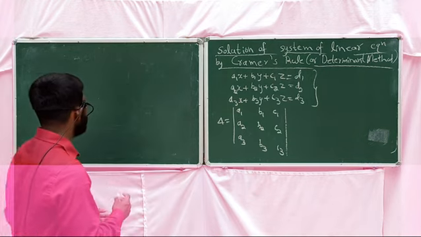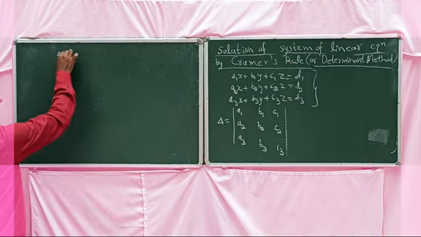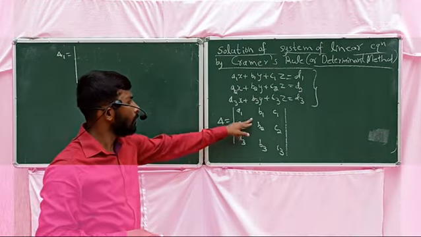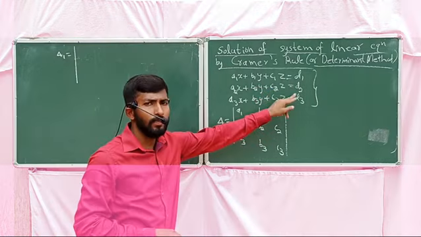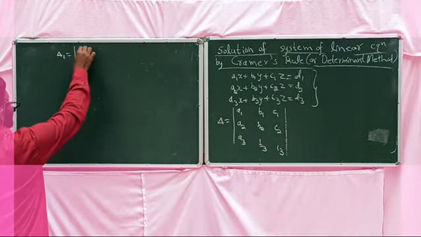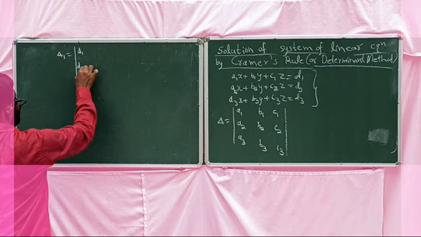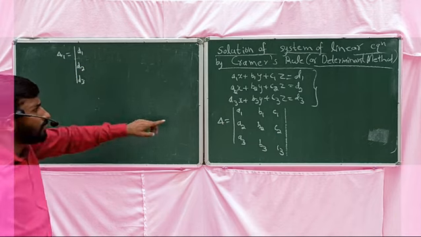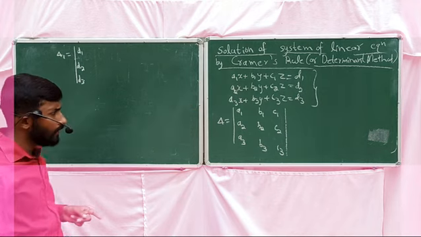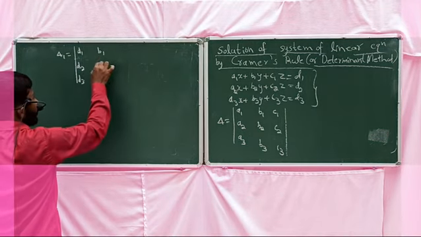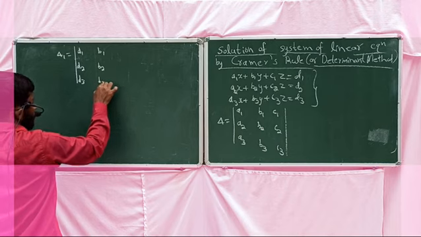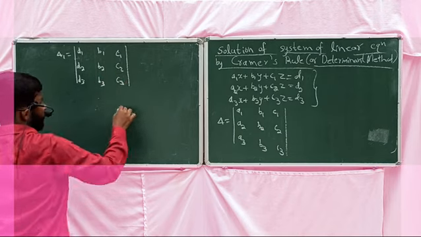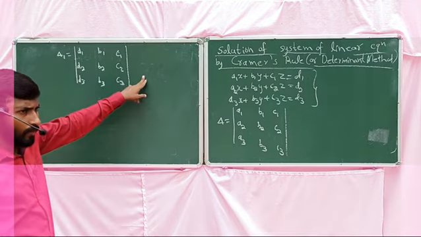Next, delta 1. To write delta 1, replace column 1 by the constants d1, d2, d3. So here I'll write d1, d2, d3. That means you need to change the coefficients of x to the constants d1, d2, d3. Y coefficients b1, b2, b3 and the coefficients of z, c1, c2, c3, remain the same. Then find the determinant value.